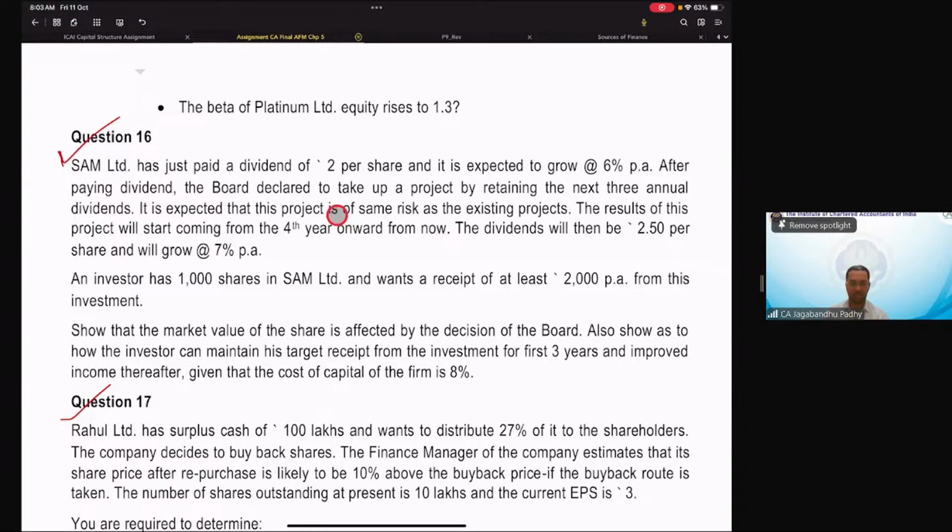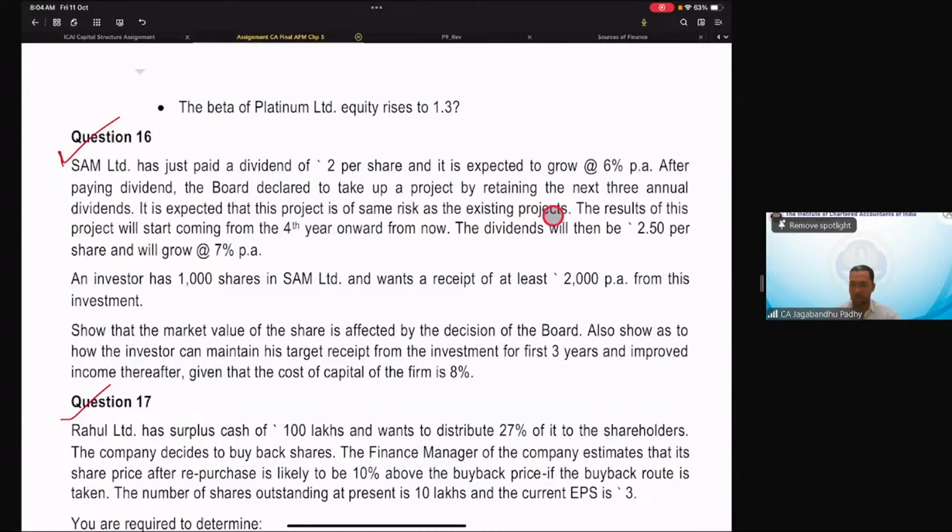So Sam Limited has just paid a dividend of 2 per share and is expected to grow at 6%. After paying dividend, the board declared to take up the project by retaining next 3 annual dividend. It is expected that project is of same risk as the existing project. So with regards to the operating risk, you can find that project is having the same level of risk. The result of this project will start coming from the 4th year onwards. So the project will start generating profits or cash flow for you from 4th year onwards.